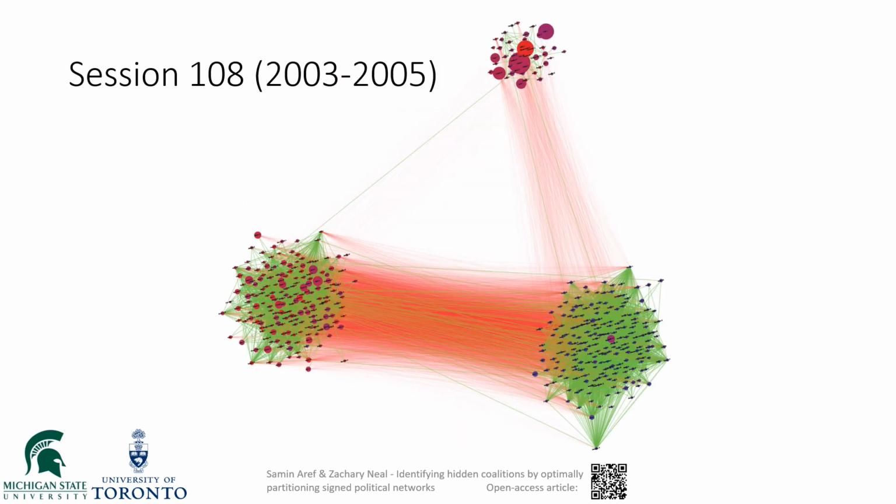The same findings appear in this figure, which illustrates the network during the 108th session, when the House was controlled by Republicans. Here, the majority coalition of conservative Republicans appears on the left, while the minority coalition of liberal Democrats appears on the right. The third coalition appears at the top, and in this session was conservative, ideologically aligned with the majority coalition. Again, members of this third coalition were much more effective than members of the majority or minority coalitions.